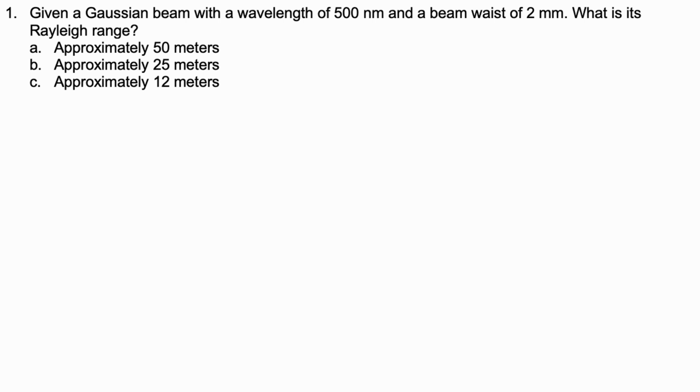The first question is about you are given a Gaussian beam and you know the wavelength. So the wavelength is 500 nanometers and you know that the beam waist is 2 millimeters. And what you need to solve is the Rayleigh range. So if you remember on the notes of the class, we know that the Rayleigh range is pi times the square of the beam waist over lambda.